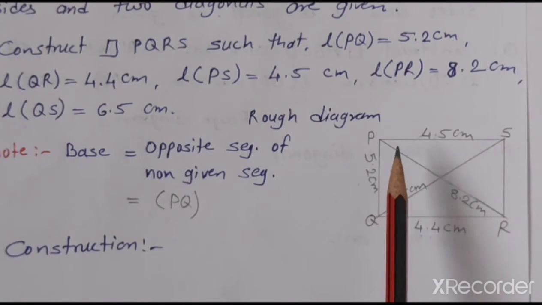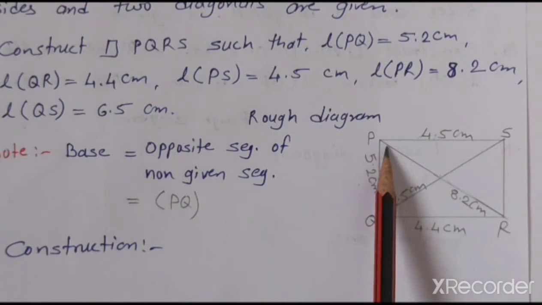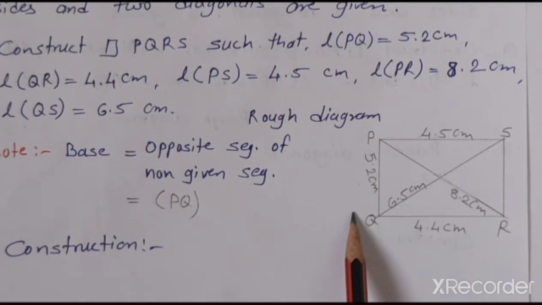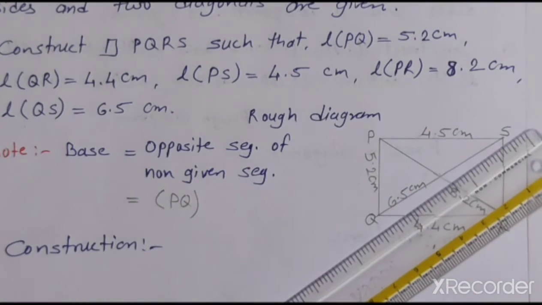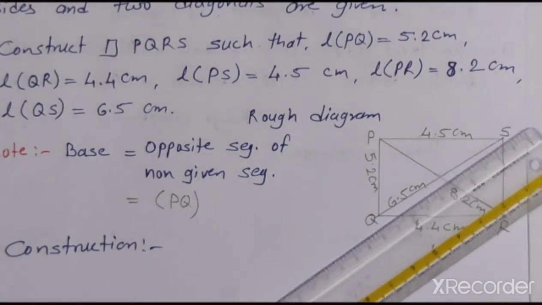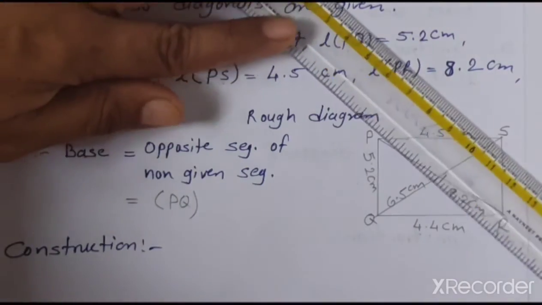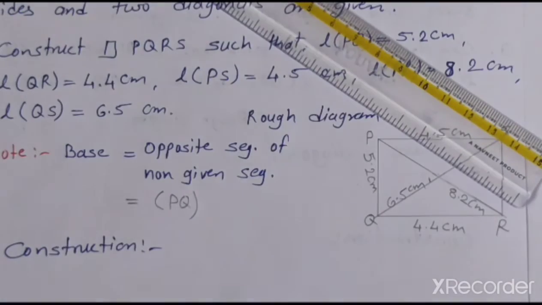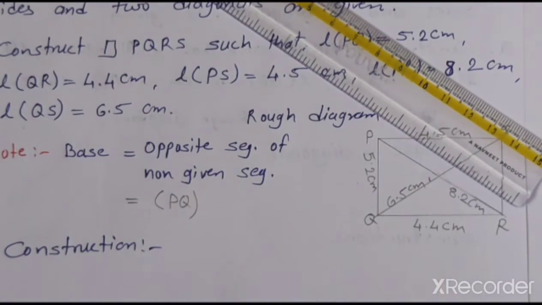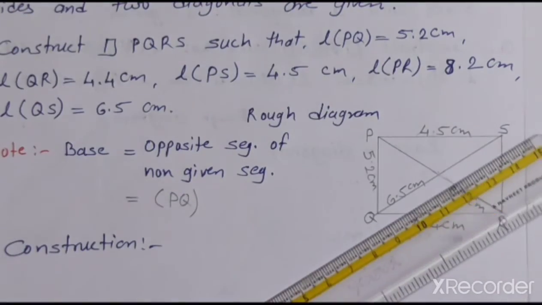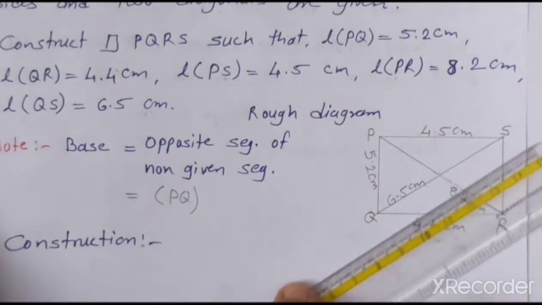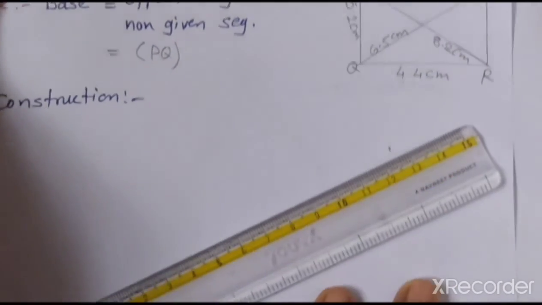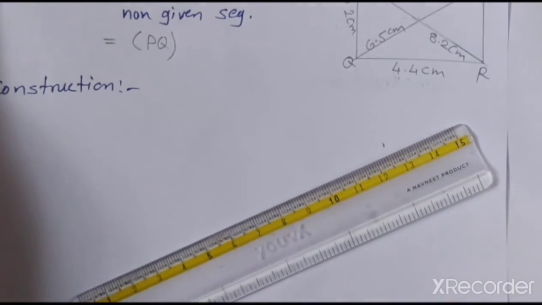Now in this figure we can see this PQ is a common segment of 2 triangles. First triangle is this triangle PQS and the second triangle is triangle PQR. So let's first construct this triangle PQS. So let's move to the construction. First draw base PQ which is equal to 5.2 centimeter.